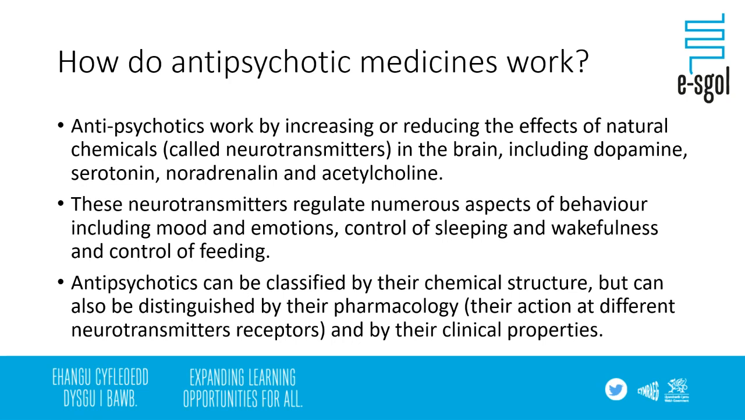The neurotransmitters regulate numerous aspects of behaviour. So it's our mood and our emotions, like I said previously, our control of sleeping, how awake we feel, and our control of feeding as well, so our appetite. They can be classified by their chemical structure, but they can also be distinguished by their pharmacology, which is the action at different transmitter receptors, and by their clinical properties. This is how they work. There's lots of different types, and they help us regulate our emotions and our behaviour.